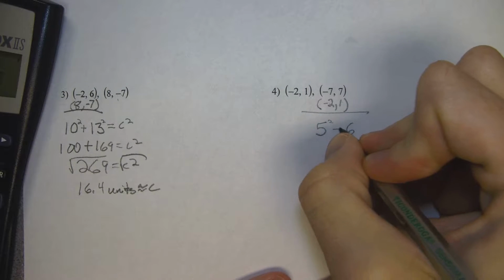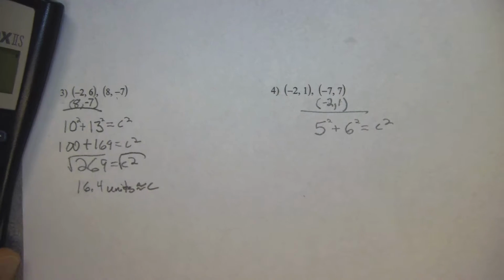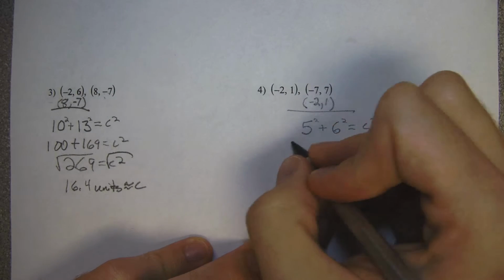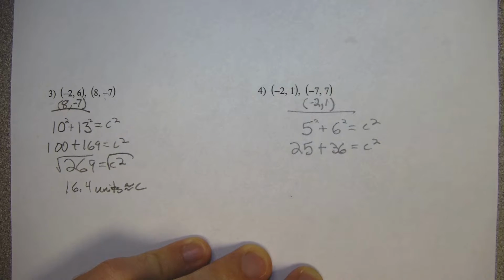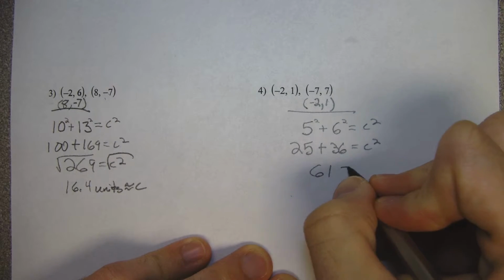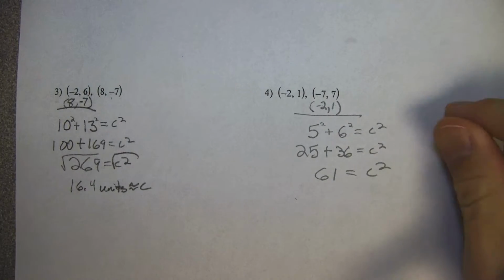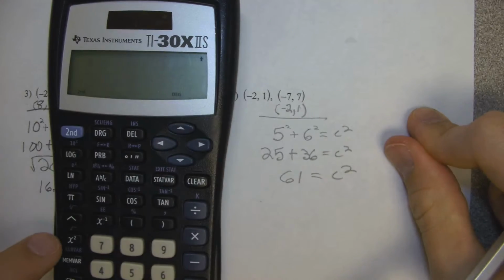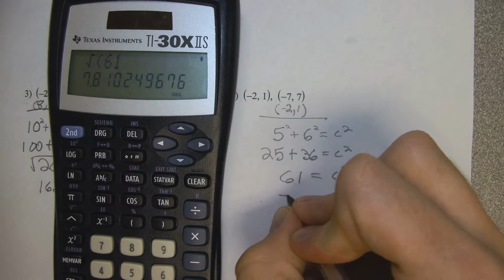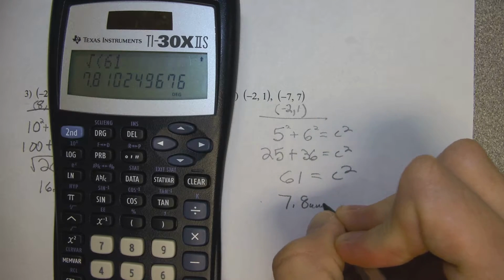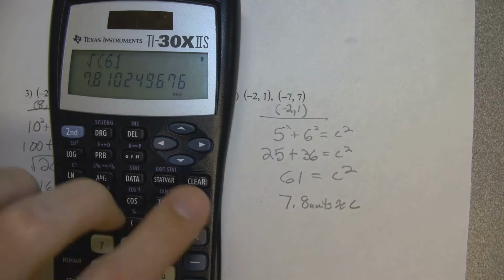So 5 squared plus 6 squared is c squared. So 5 times 5, 25. 6 times 6, 36. Add those together, we'll get 61. 61 is awful close to 64, so this will be something a little less than 8. So we'll take the square root of our 61, see what we get. 7.8 roughly. So 7.8 units is approximately the value of c.